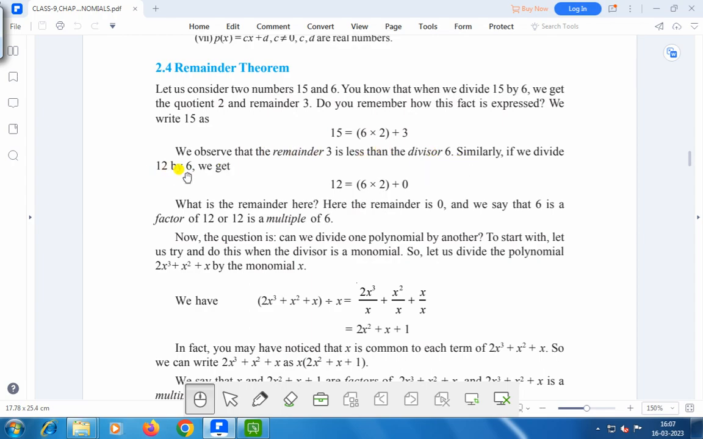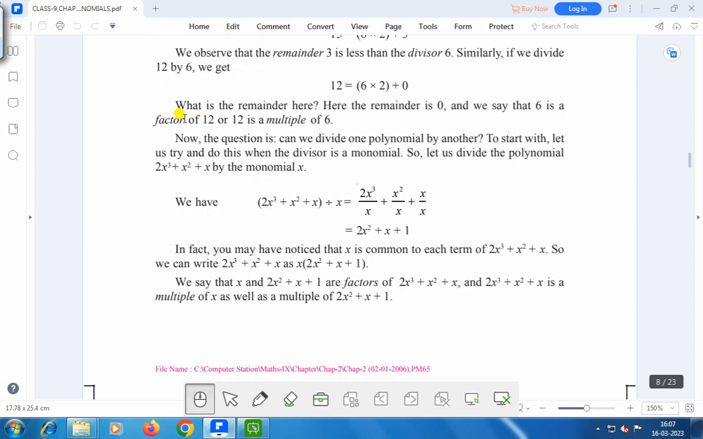Similarly, if we divide 12 by 6 we get 12 equals 6 into 2 plus 0. What is the remainder here? Here the remainder is 0, and we say that 6 is a factor of 12, or 12 is a multiple of 6.